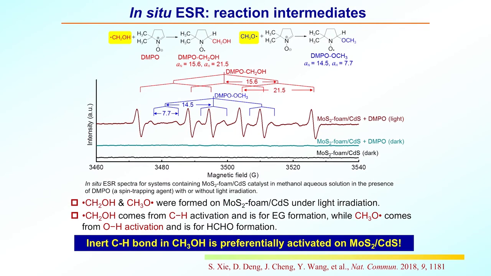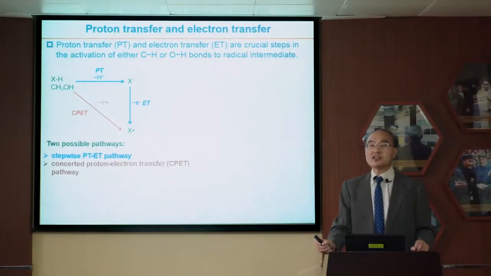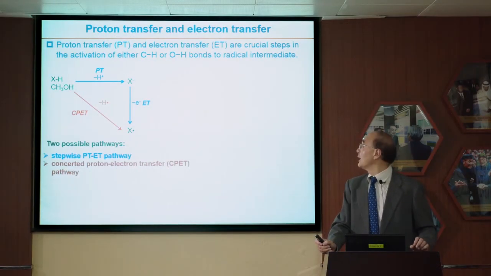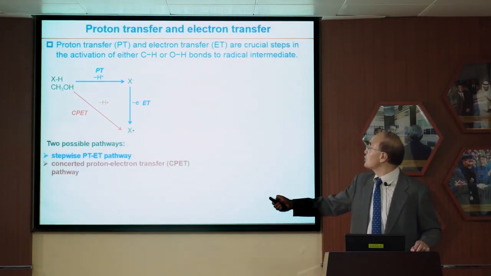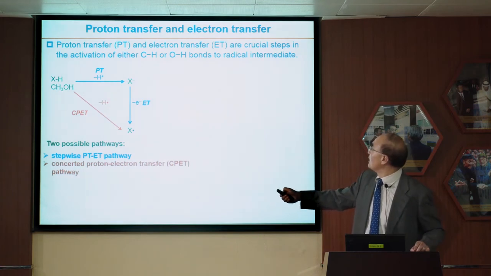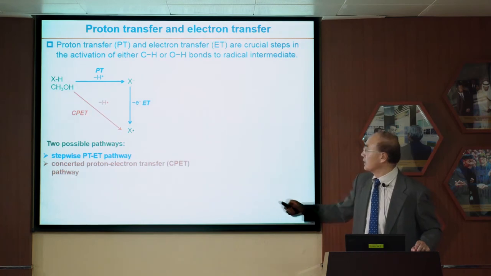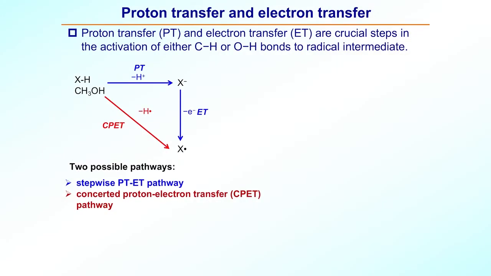light irradiation. It is known that the proton transfer and electron transfer are crucial steps in the activation of either CH or OH bonds to radical intermediates. There are two possible pathways.